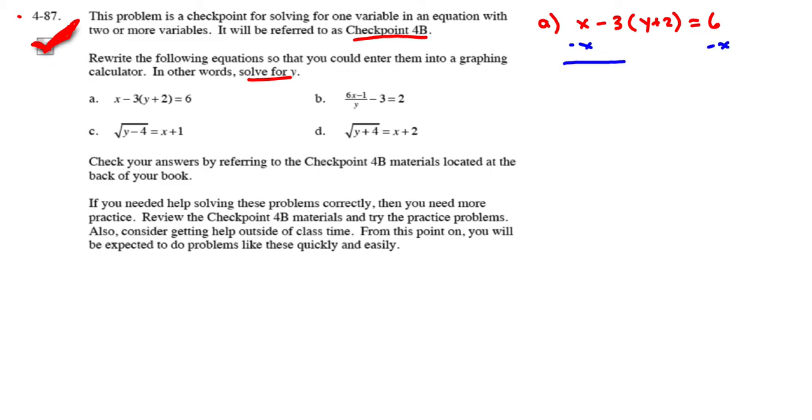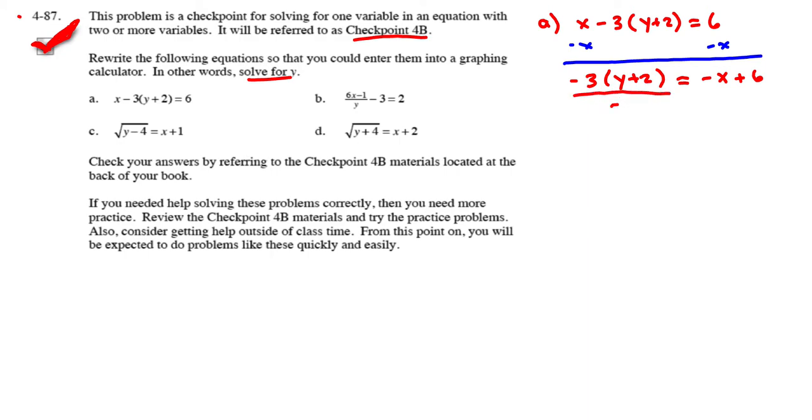So we're going to end up with the opposite of 3, or negative 3, times y plus 2 is going to equal negative x plus 6. Or you can put 6 minus x, that's fine as well. Now it's your choice here what you do next. You could either distribute your negative 3 through and then simplify it the rest of the way, or you could divide each side by negative 3. I'm going to go ahead and just divide it.